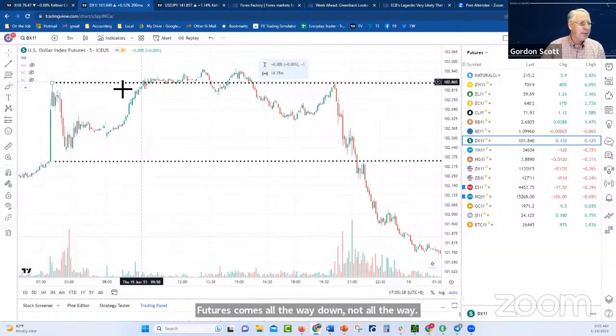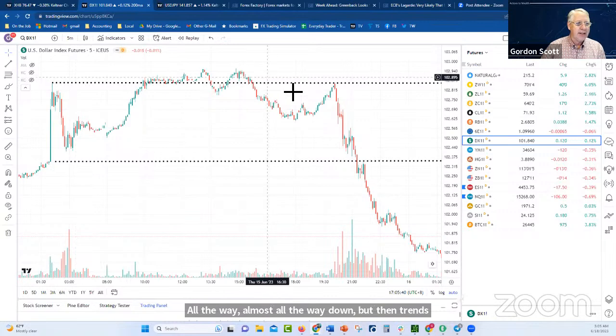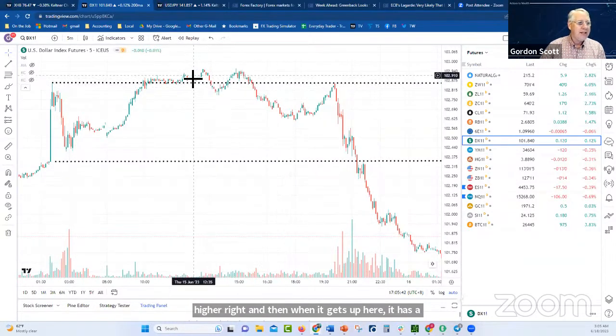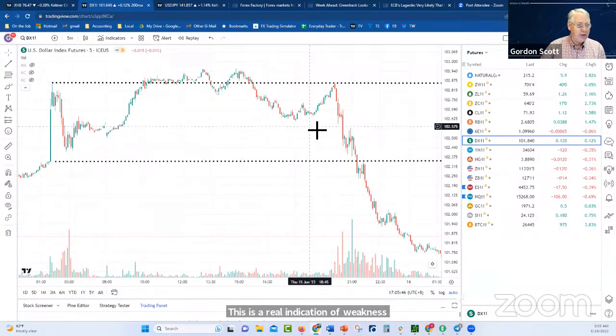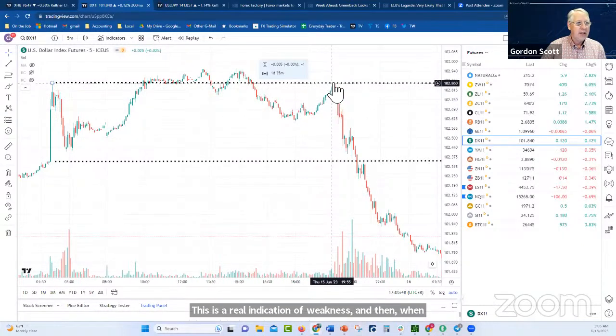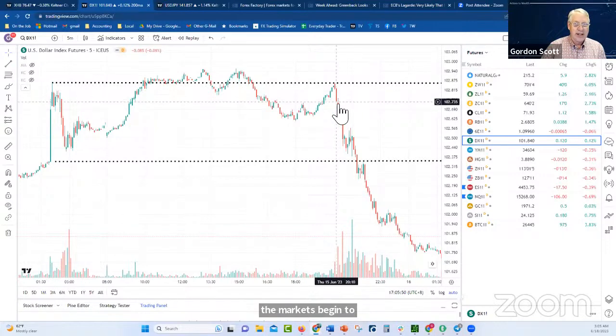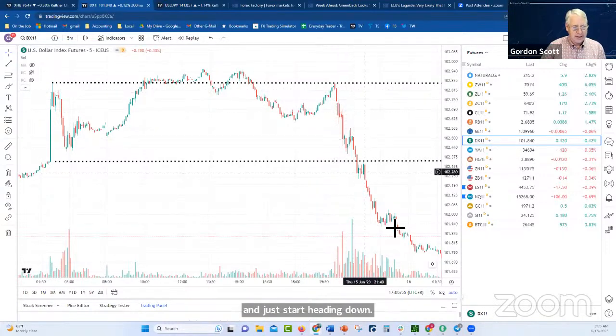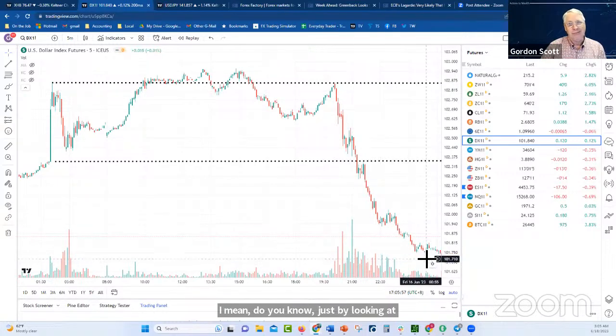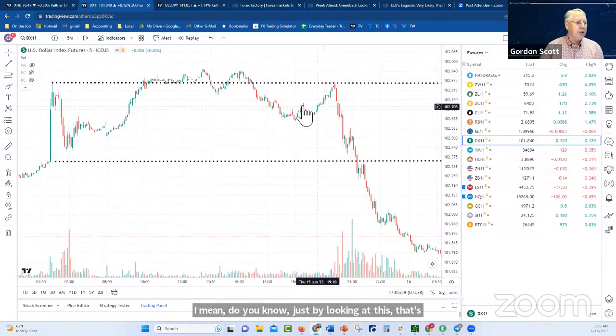And then when it gets up here, it has a hard time doing anything more, right? This is a real indication of weakness. And then when the markets begin to open here, they retest that and just start heading down. I mean, do you know just by looking at this that that's going to happen? You don't, but it's a good bet.